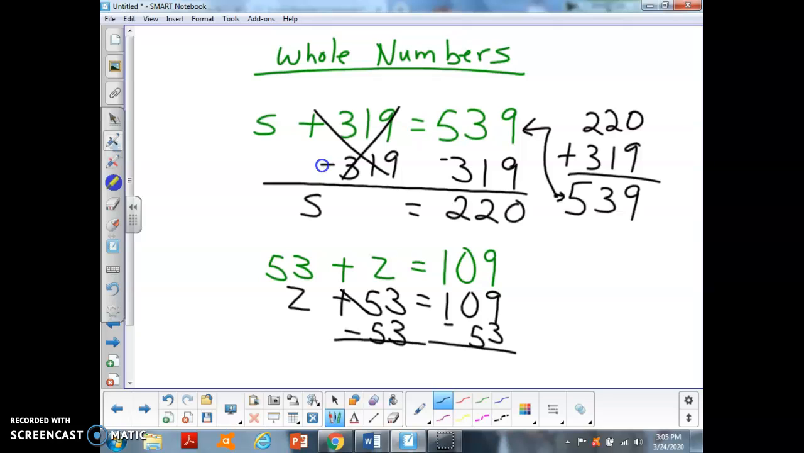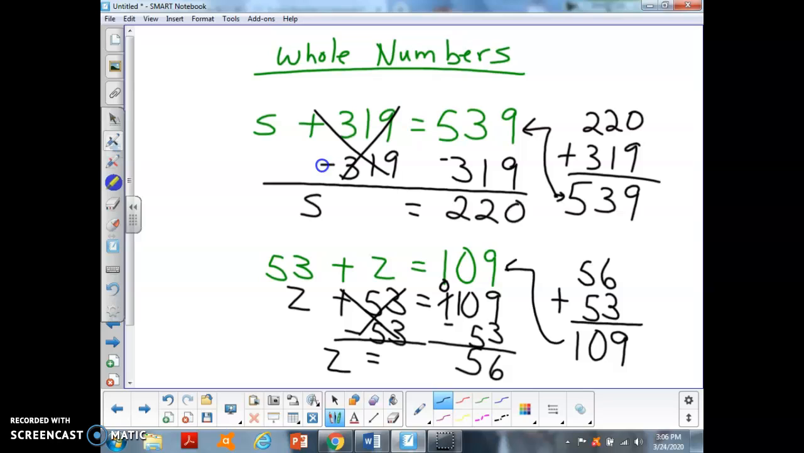53 minus 53 ends up with 0. There's nothing left but my unknown, the variable, the z. 9 minus 3 is 6. I borrow. 10 minus 3 is 5. My variable works out to be 56. I want to check it. 56 plus the 53 they had in the original equation, 109.